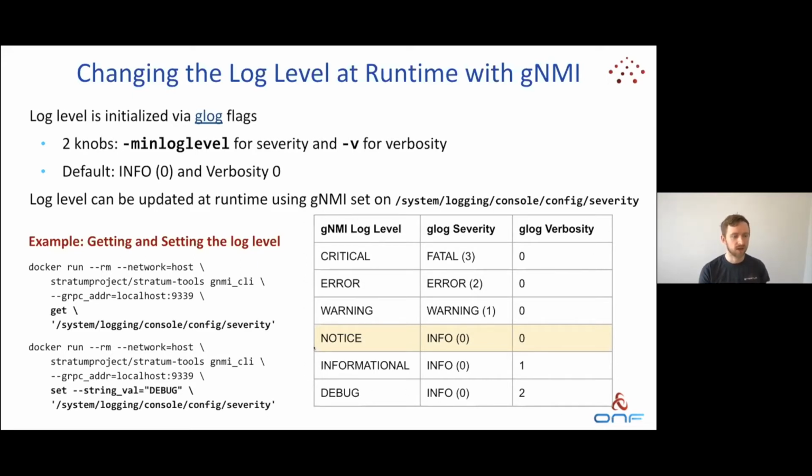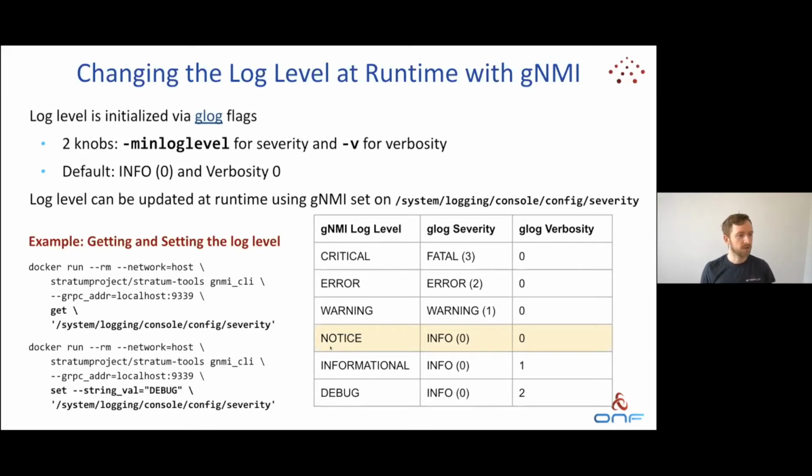The default level in OpenConfig is notice. That corresponds to info on the severity front and 0 on the verbosity front. As you go up, so as you want to see fewer and fewer messages and more important messages, we go from notice to warning to error to critical on the GNMI OpenConfig front, and info, warning, error, fatal on the glog severity side. In debugging, you may want to see more information, and that's where you leave the severity at 0 or info, and you increase the verbosity of the component.